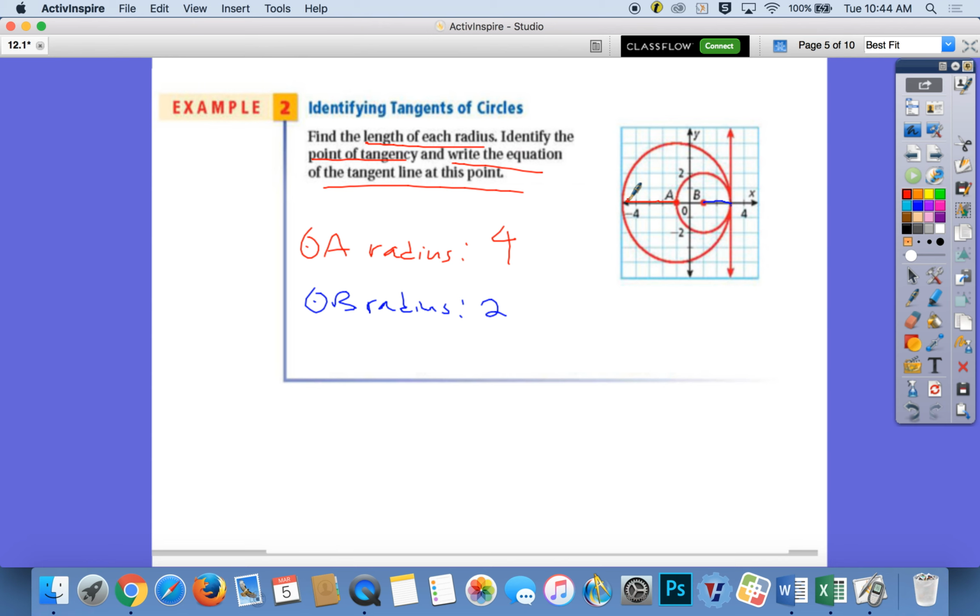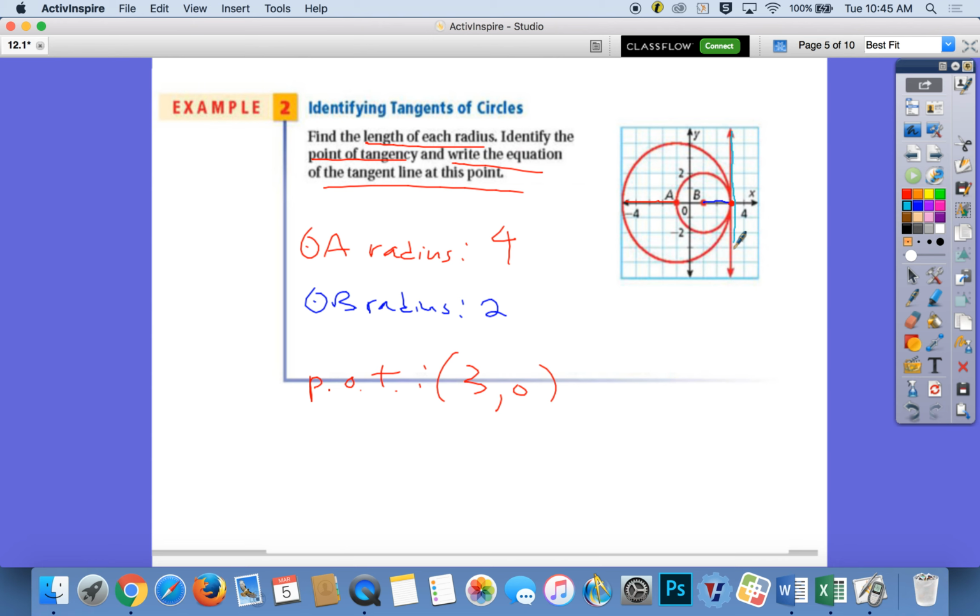What's our point of tangency, guys? I'll put POT for point of tangency. Where are they intersecting? 1, 2, 3. This is going to be a point: (3, 0). All right.